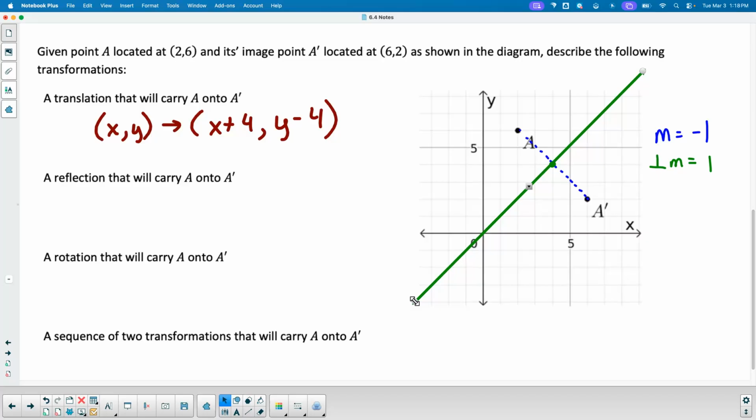What is the equation of that green line? Yep. So we would say that that transformation would be reflecting over y equals x.